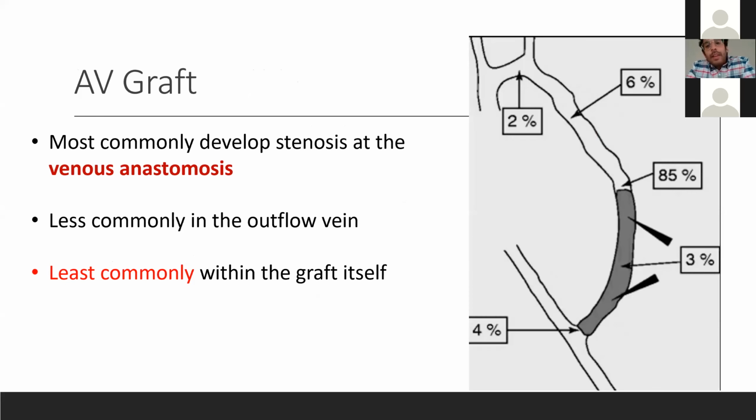And then for AV grafts, these are probably the most reliable as to where they're going to present with issues, and that's going to be at the venous anastomosis. In addition, it's going to be less commonly in the outflow vein and least commonly within the graft itself. So again, venous anastomosis for an AV graft.